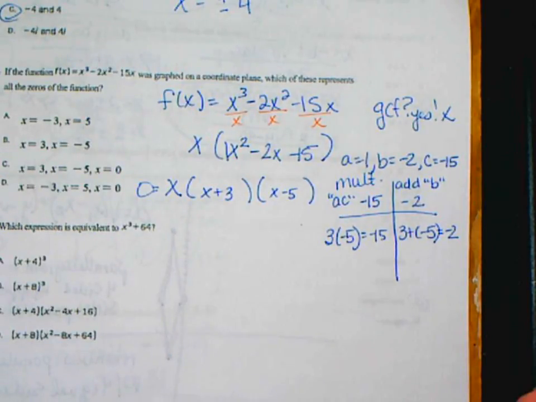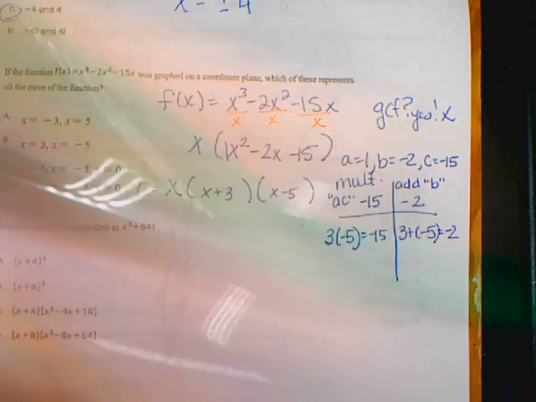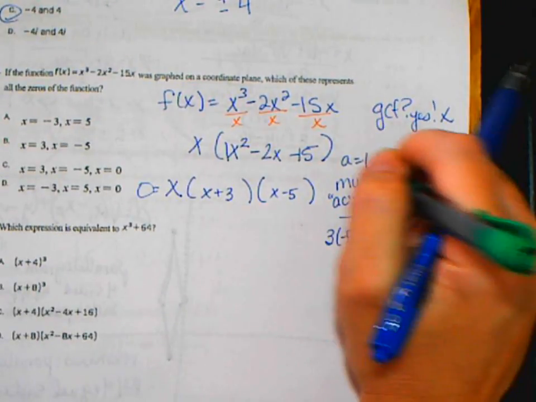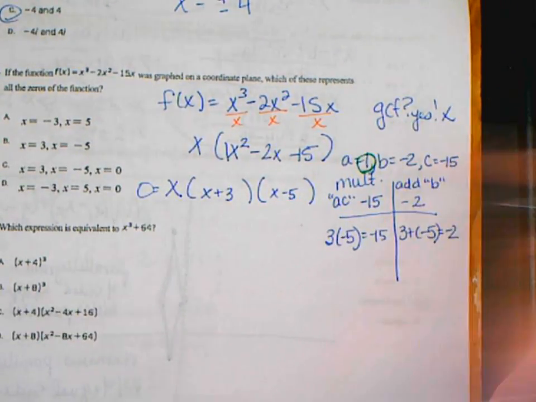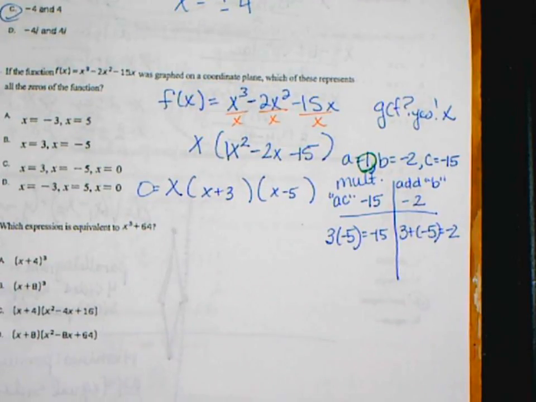So do I need, if I divide and slide, what would I be dividing and sliding by? 1, because a is 1. Is that necessary? No. Have I found the zeros? No. I have to set each factor equal to 0 and solve for x.